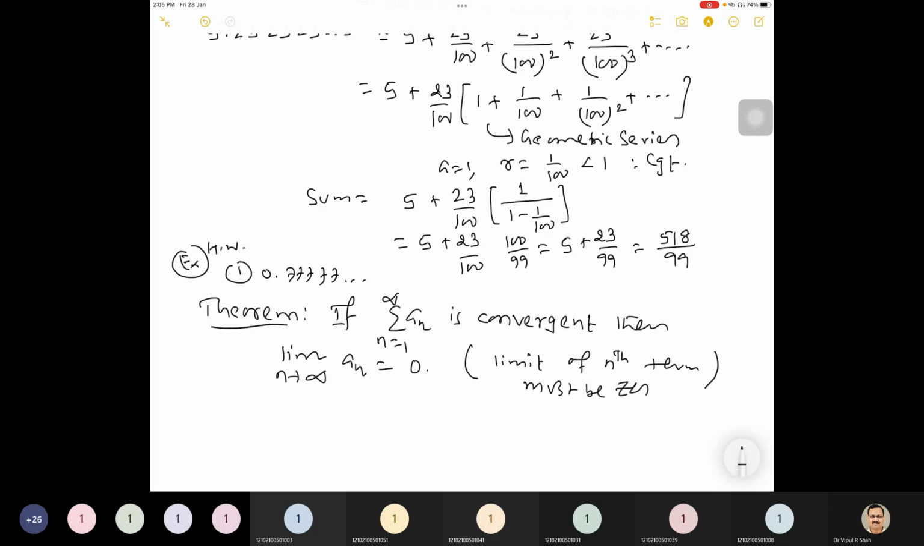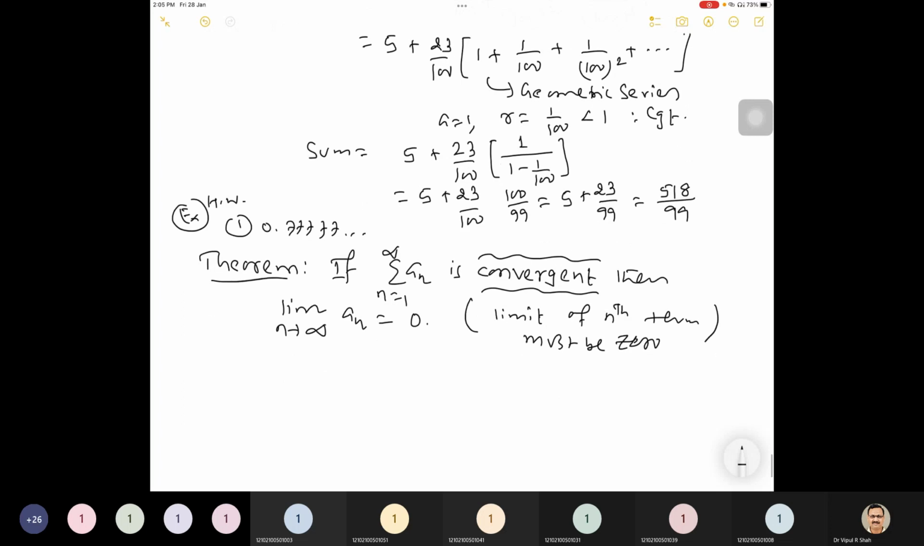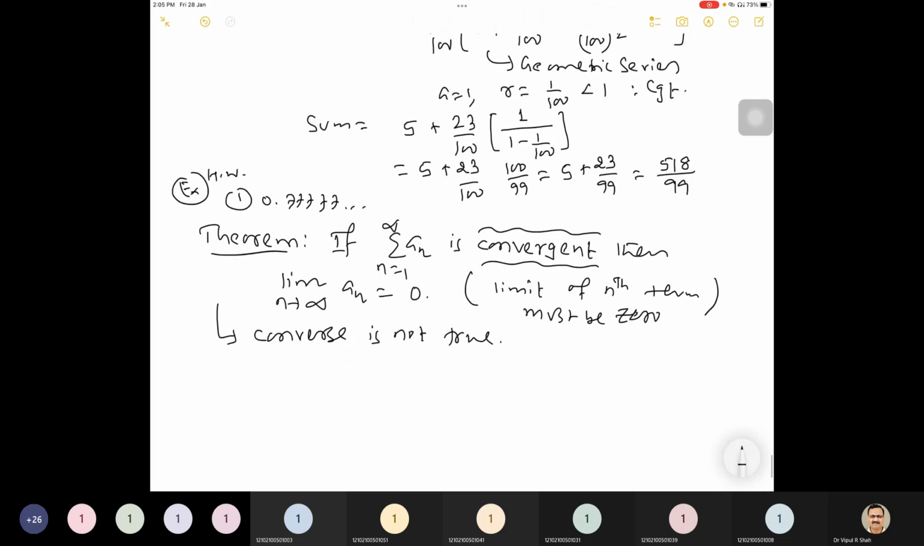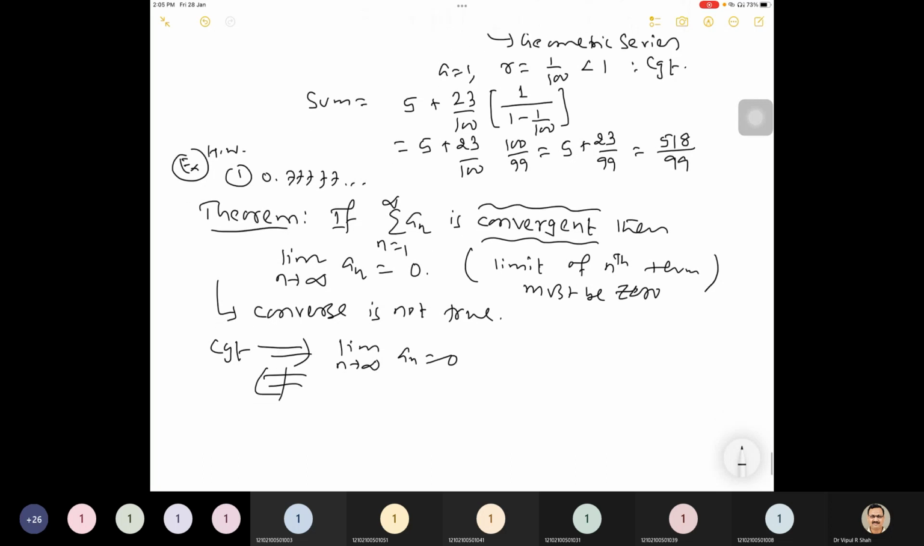But when the series is convergent. Okay. Converse is not true. We shall see one example where limit of nth term is 0, but then also the series is not convergent. So only on this side, convergent implies limit n tends to infinity an is 0, but this side is not true. You understand?